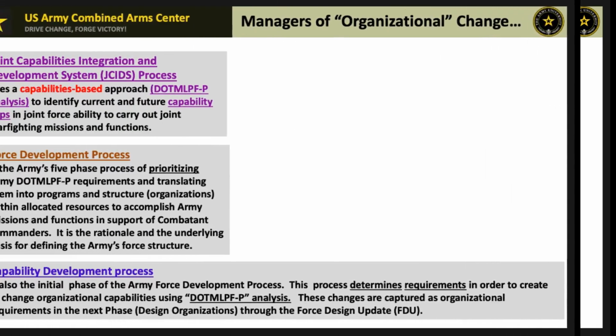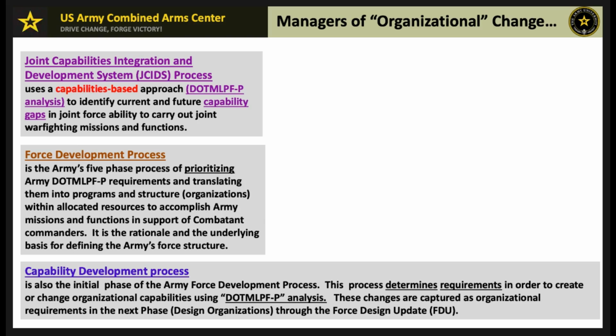At its core, JCIDS is about ensuring that the military has the capabilities it needs to succeed in current and future missions. This involves a detailed analysis of the operational environment, identifying where the military is currently strong and where there are gaps that need to be filled. Once these gaps are identified, JCIDS facilitates the development of solutions across the DOTMLPF-P domains.